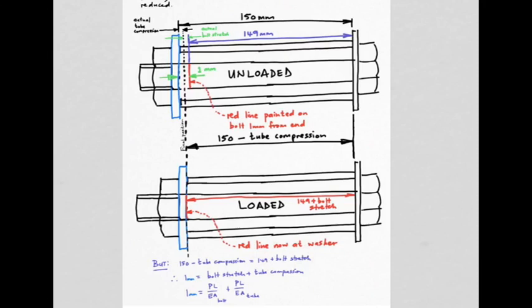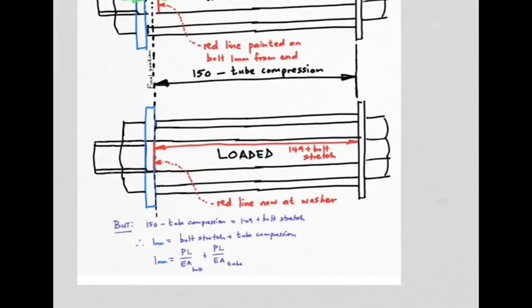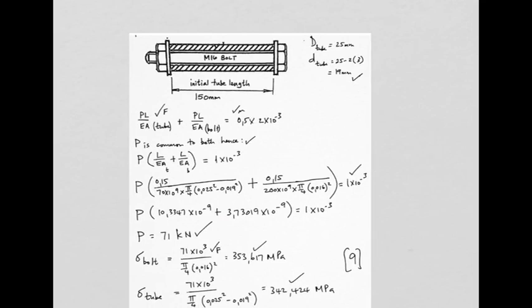So the 1 millimeter, 150 minus 149, 1 millimeter goes to the left, and on the right we have bolt stretch plus tube compression. Now remember that e is PL over EA. Small e is PL over EA. So those two, that one plus that one, which is after all that plus that, must equal 1. Now it's a simple matter of doing the maths. There's the PL over EA plus the other PL over EA equals the 1 millimeter.